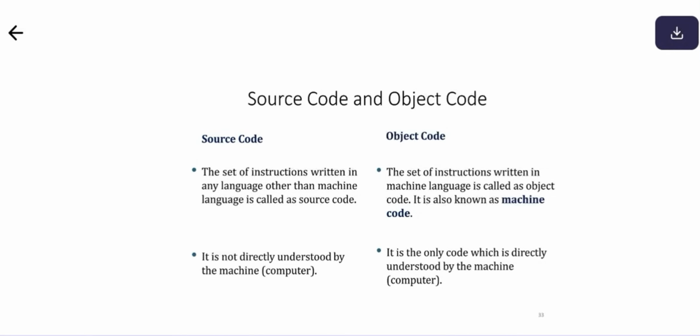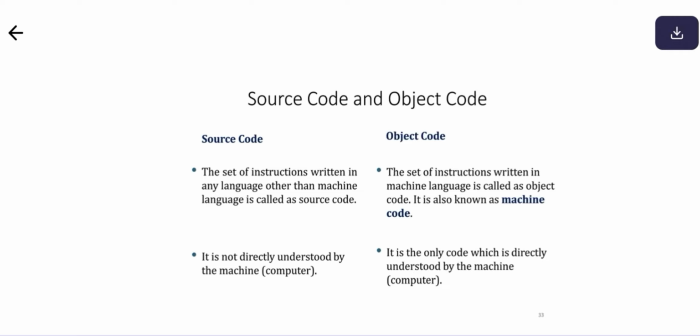From grade 7. So today we're going to talk about computer language translators. However, before we begin, we have to know what a source code and an object code are. A source code is the set of instructions written in any language other than the machine language. It is not directly understood by the computer. So it's any language or any instructions written other than in the machine language, or the language that the computer understands. That's source code.